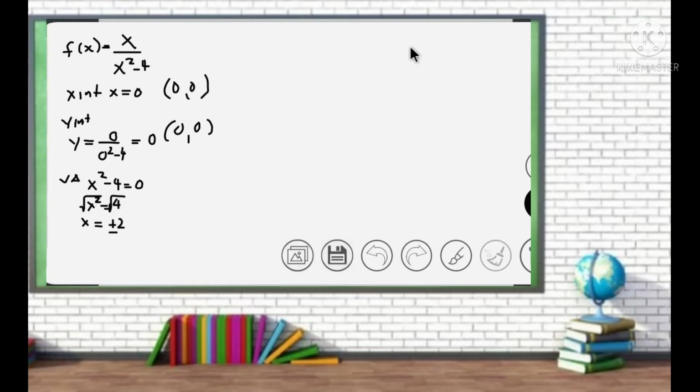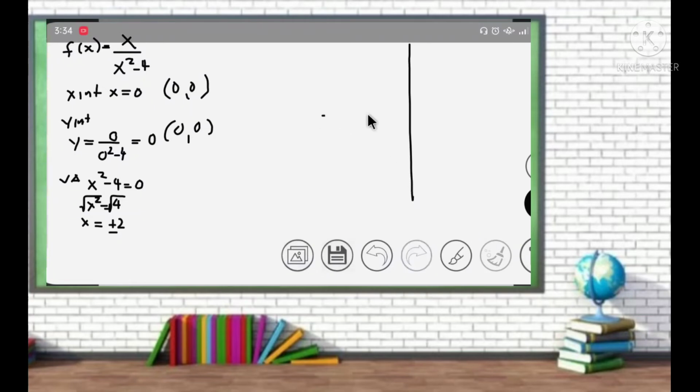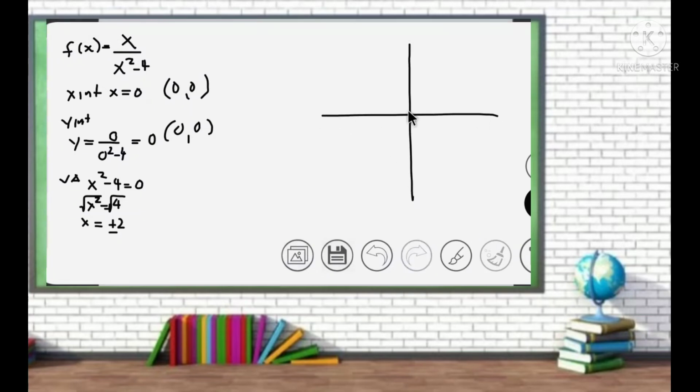O, i-drawing na lang natin mamaya. Drawing natin dito. Let us try to draw. Okay. So, ang x-intercept dito, on the origin. At ang y-intercept natin, same, in the origin. Then, vertical asymptote, positive 2. So, 1, 2. Let us put a broken line. Ayan, line. And the next one is negative 2. 1, 2. Let's put a broken line.